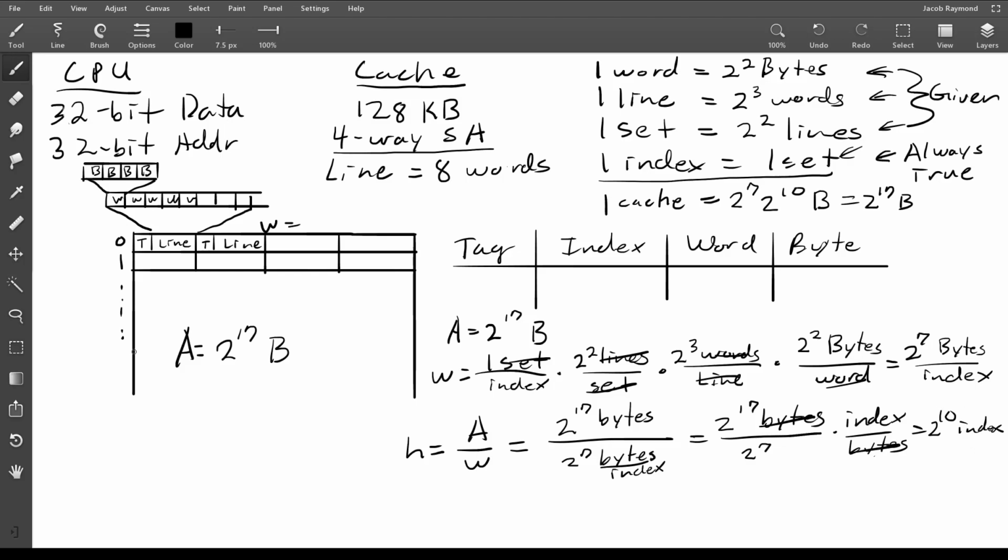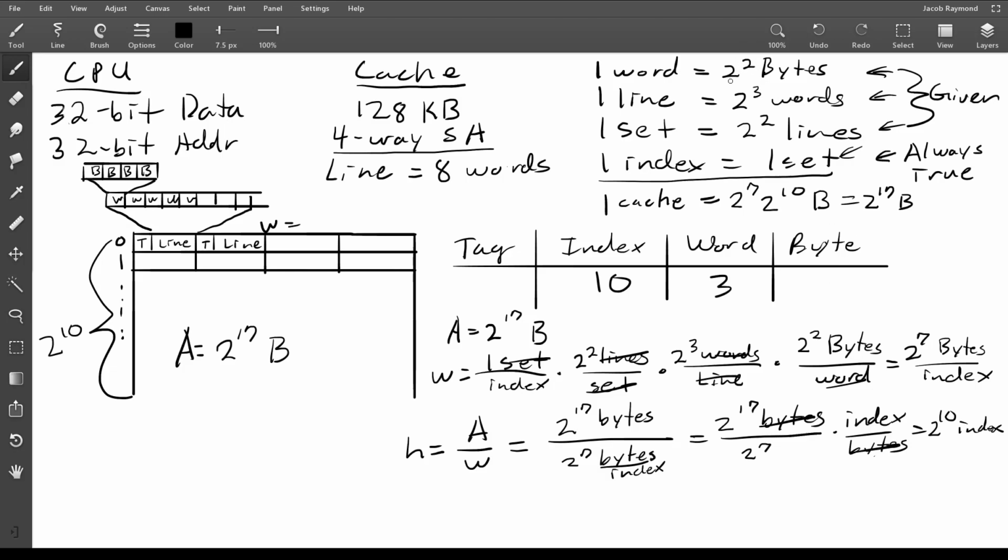So this tells us that our height, the number of indices we have, is 2 to the power of 10. And if we have 2 to the power of 10 indexes, then our index portion is just going to be 10. And then figuring out the word and the rest is going to be very, very easy. So the word portion is just how many bits we need to address a word within a line. Not to be confused with the byte portion, that's something you want to be very careful about. The word portion is talking about addressing a word within a line. So here we have 2 to the power of 3 words per line, so our word portion is going to be 3 bits.